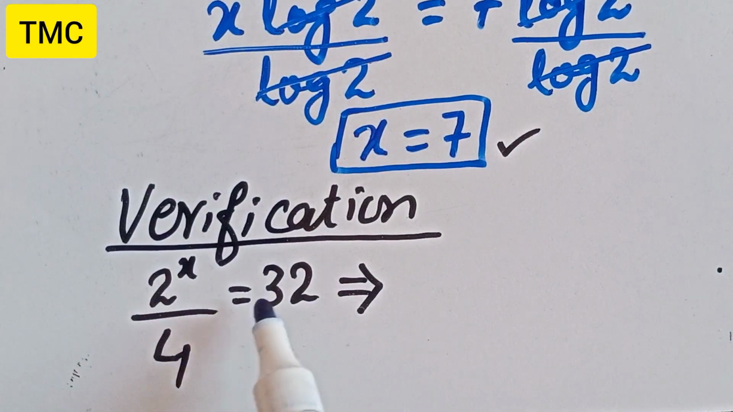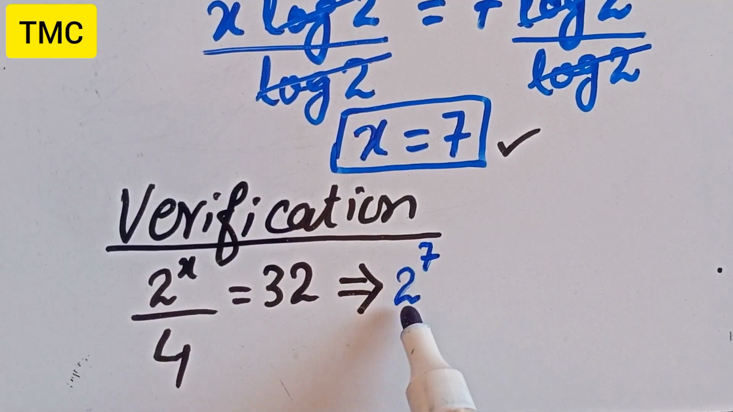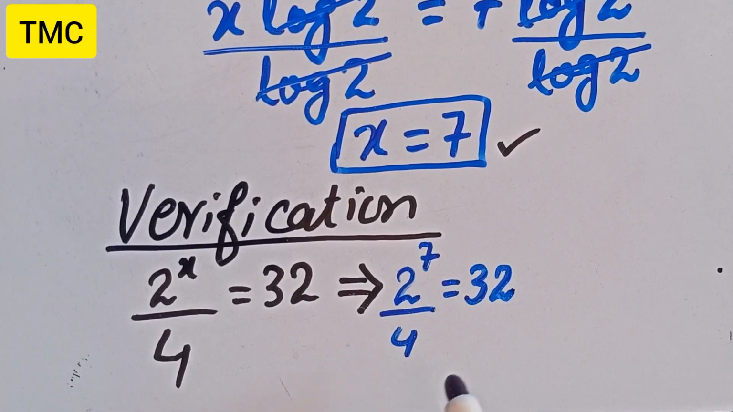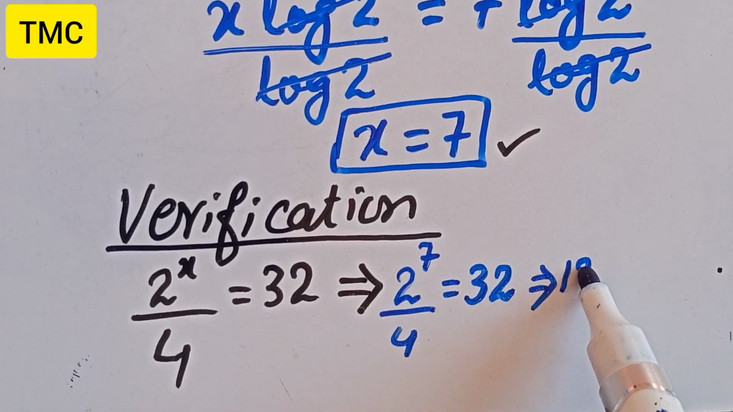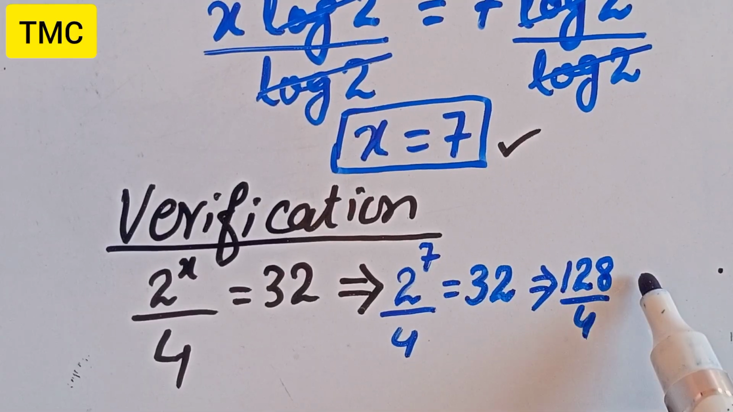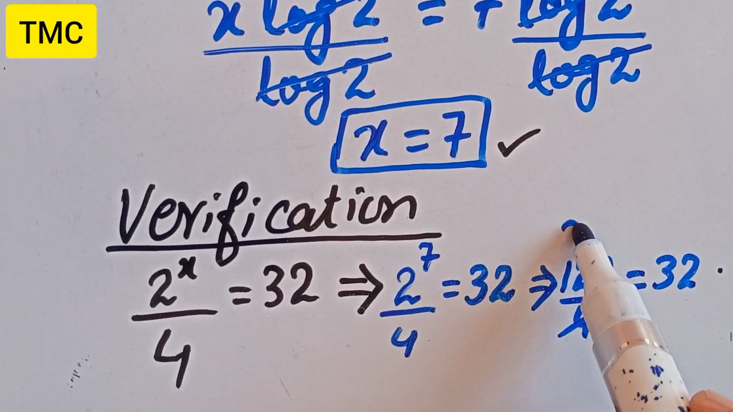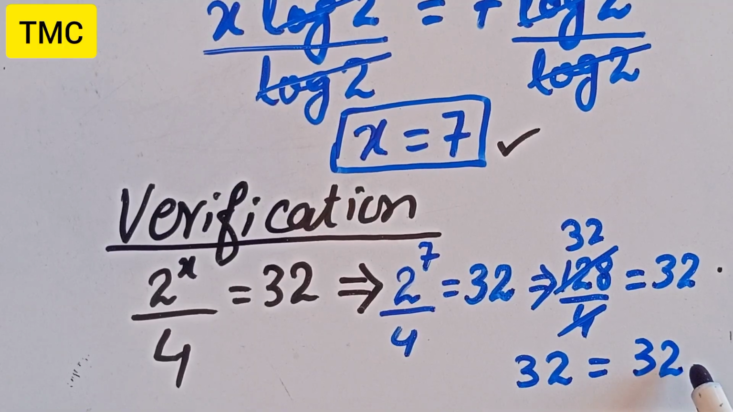Let's verify this result by putting this answer in the original equation, that is 2 power 7 upon 4 equals 32. Simplifying the left hand side, we can write 2 power 7 is 128 upon 4 equals 32. Now 4 1s are 4, 4 3s are 12, 4 2s are 8, 32 equals 32. So left hand side equals right hand side.